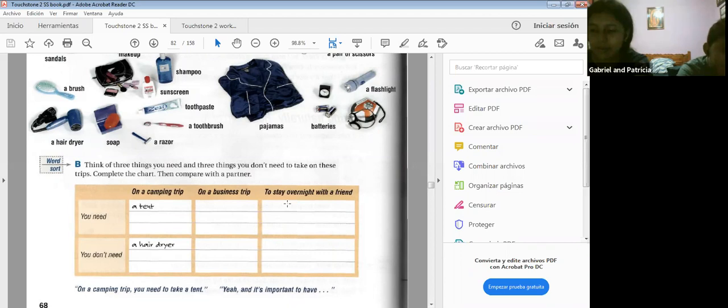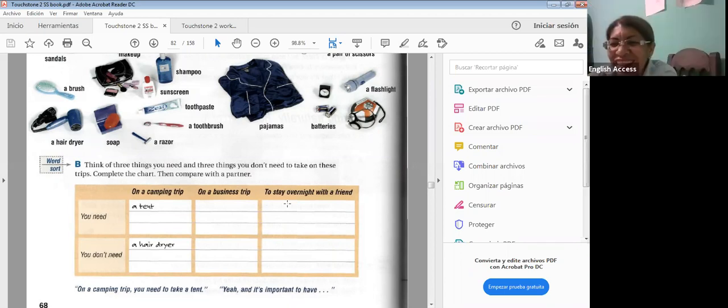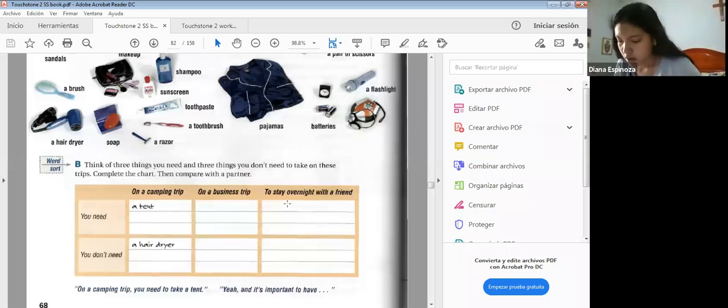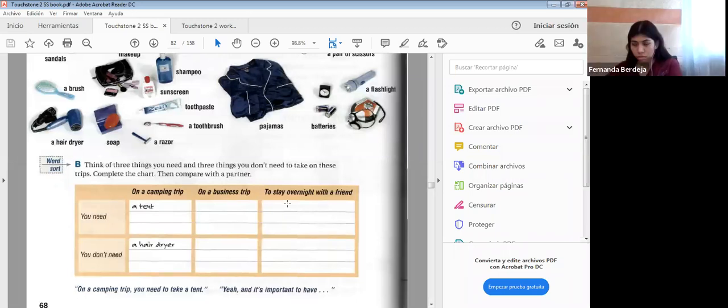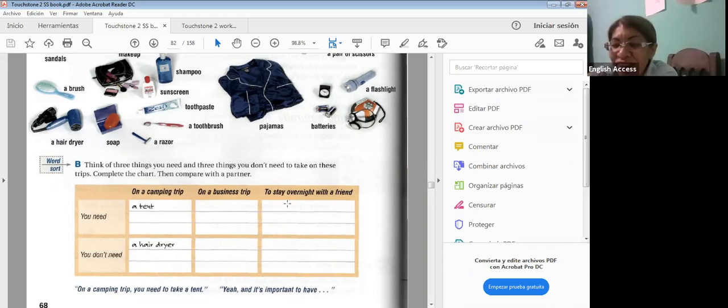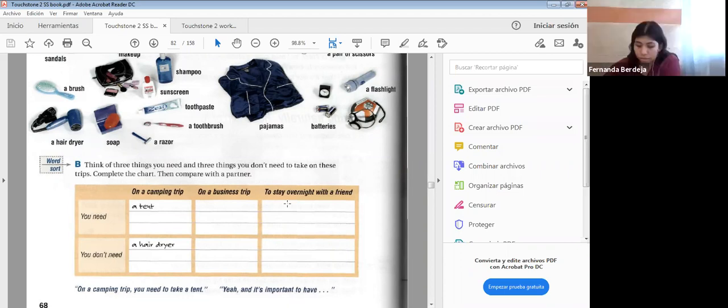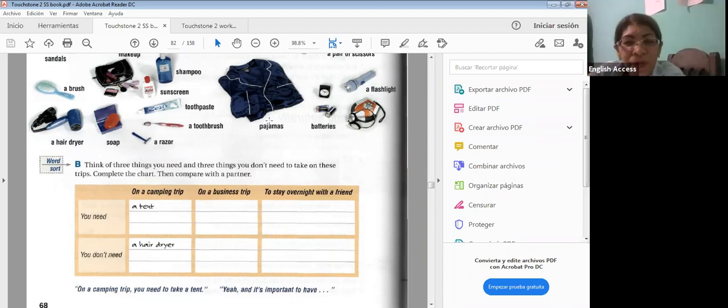Batteries, makeup, and brush. Okay, Diana. Sunscreen, a razor, and a fridge. Okay, and Fer? Hair dryer, razor, and sunscreen. Sounds great. Perfect. Now I want to do this.